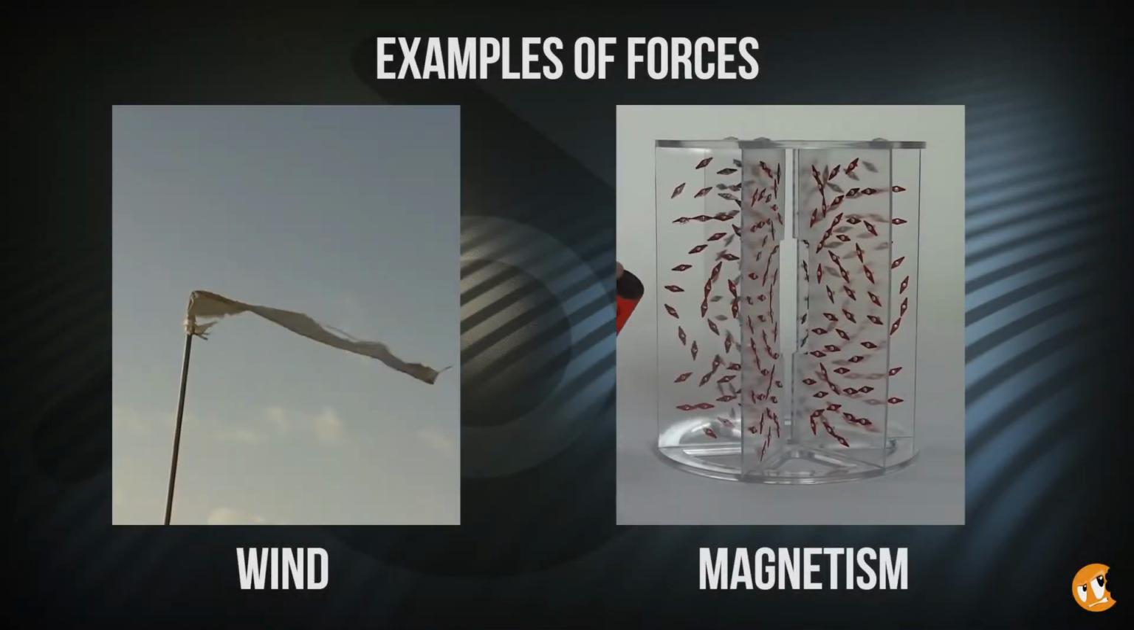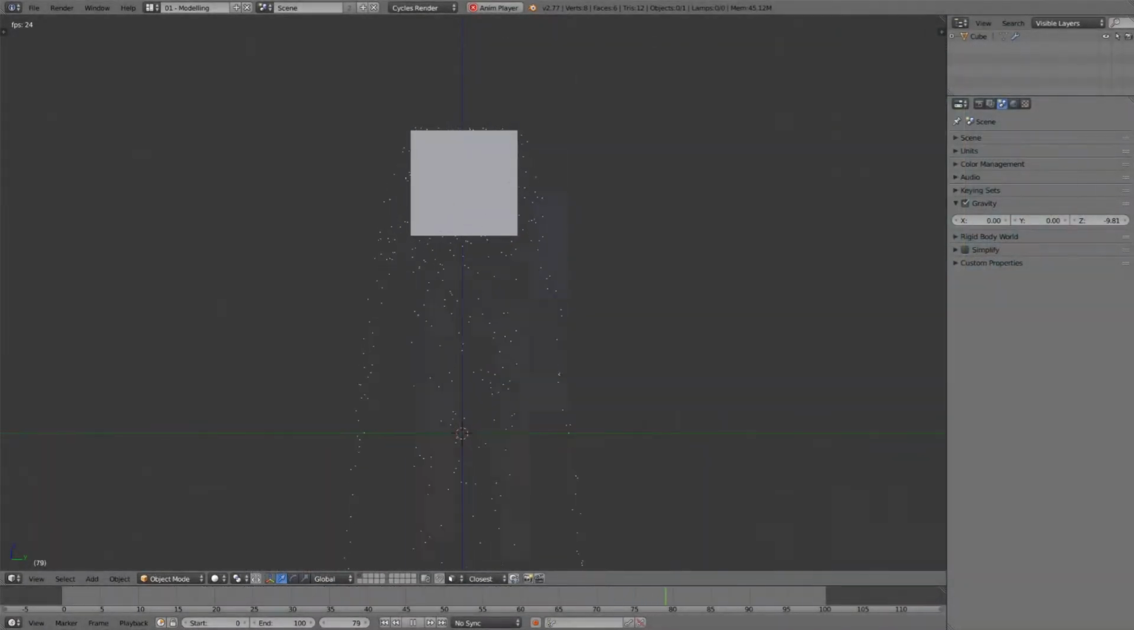Forces in Blender are used to influence the movement of dynamic objects or particles. One type of force that you're already familiar with is gravity, and you can find the settings for that in the Scene Properties tab if you want to change its speed or direction.